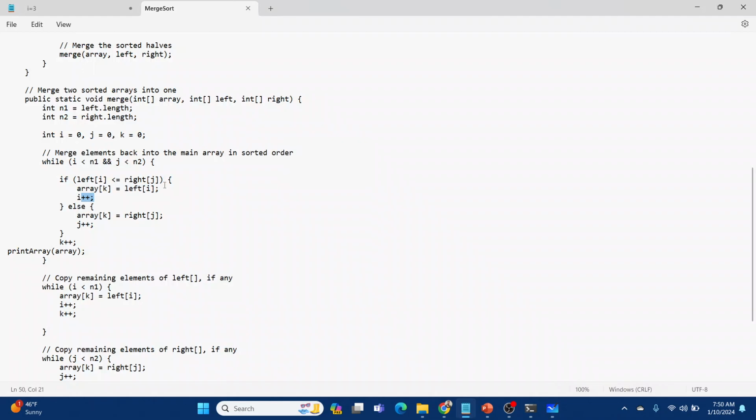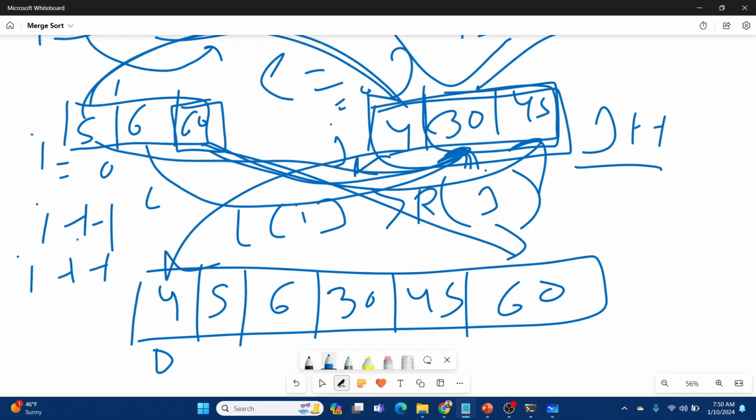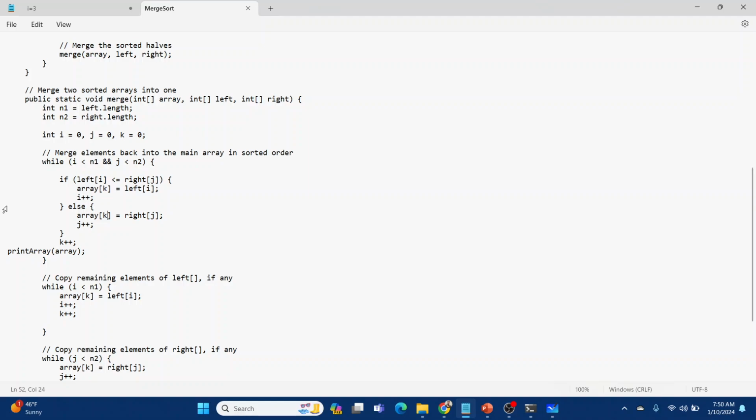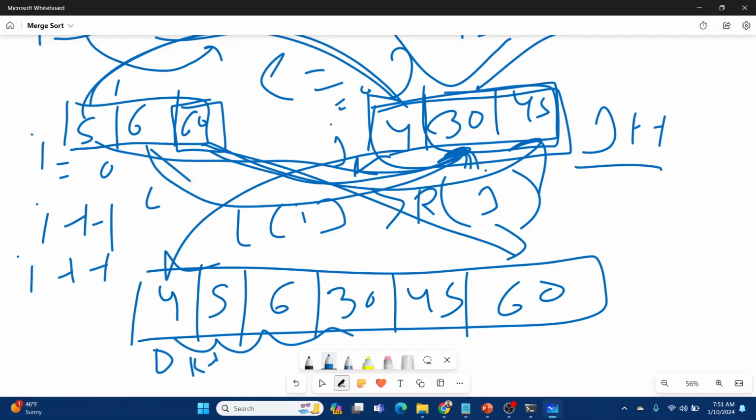So if we are taking a value from the I part or left part, we will do i plus plus. If we are taking a value from the right part or j part, we will do j plus plus. And k will be plus plus after this if condition only, because when one element has come in over here, we shift k plus plus to the next position of the array. So we will do this exercise again and again till all the elements have been copied over here.